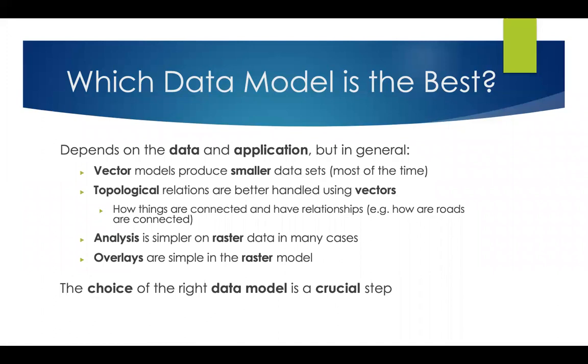Topological relationships are better handled in vectors. This is how things are connected and have relationships. This is really important for things like routing. You can't just get on the I-5 wherever you cross that cell. You need to know that you have to find the entrance ramp and find out where those line features are connected.